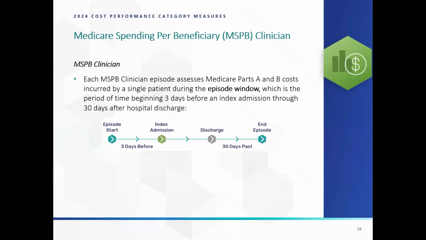First up, we have the Medicare Spending Per Beneficiary Clinician Measure, or MSPB clinician. Each MSPB clinician episode assesses Medicare Parts A and B costs incurred by a single patient during the episode window, which is a period of time beginning 3 days before an index admission through 30 days after hospital discharge.